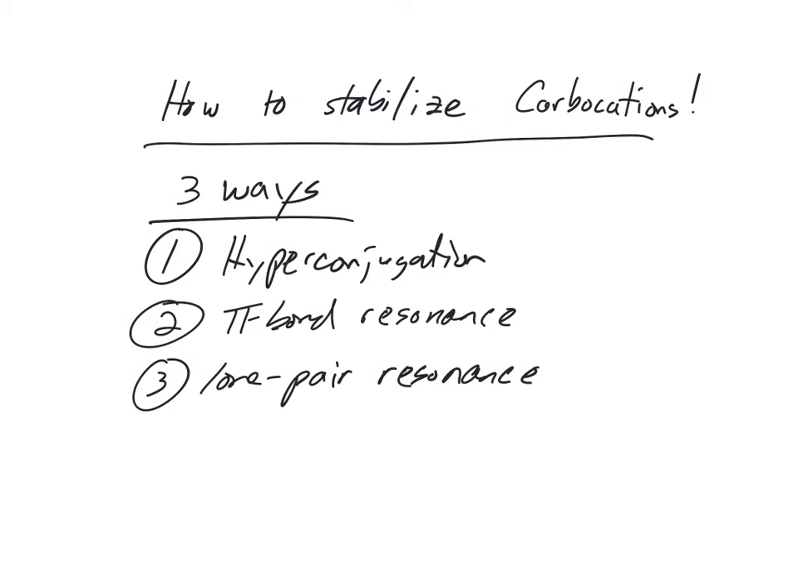All right, how to stabilize carbocations. Well, there's 3 ways to stabilize carbocations, and these are listed in increasing order of importance. The first way is something called hyperconjugation. The second way is pi bond resonance. And the best way is lone pair resonance, because that lone pair resonance often gives something that has a full octet. It can give resonance structures that have full octets. So let's take a look at each of these and how they work and break it down.